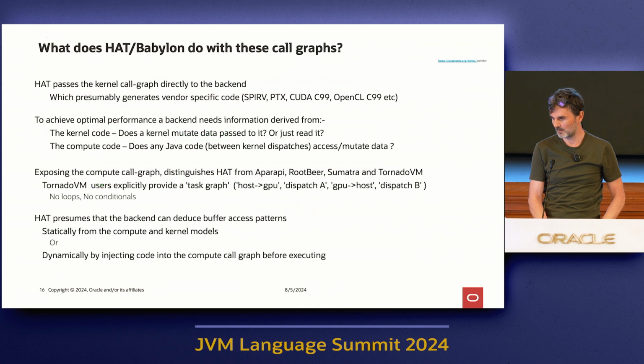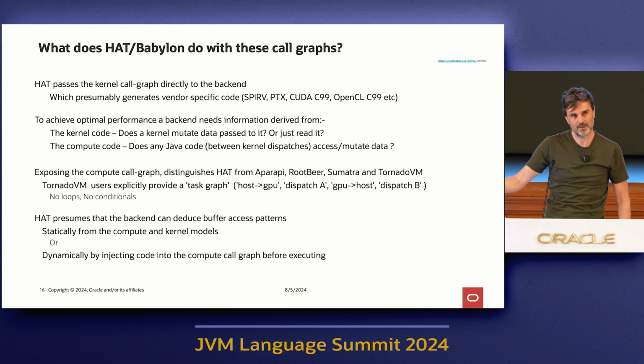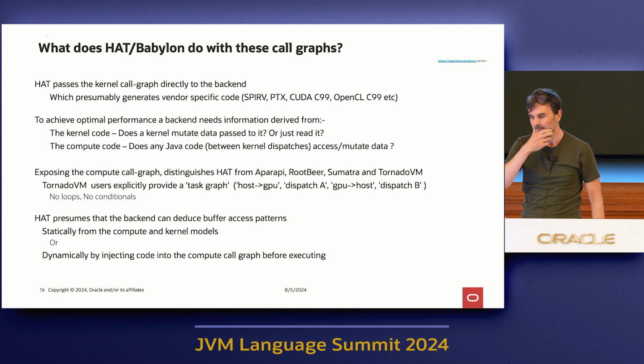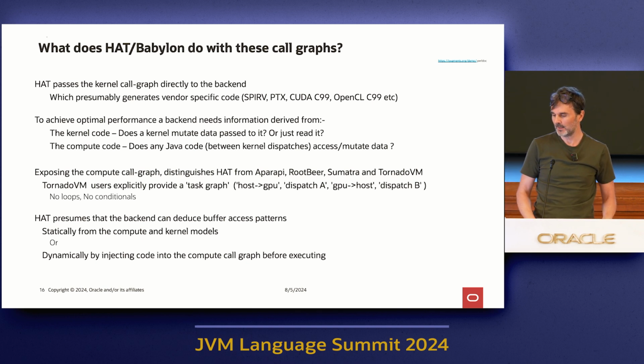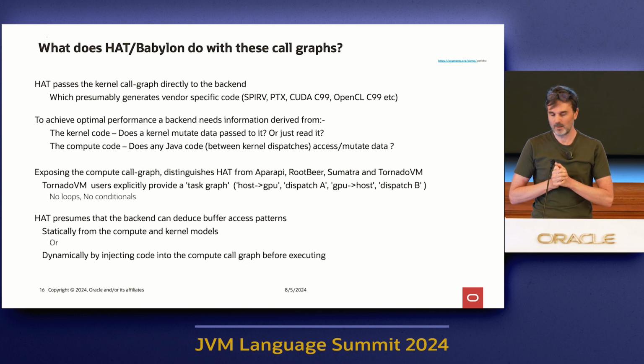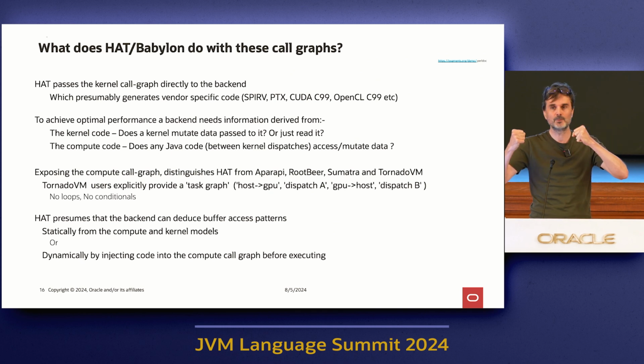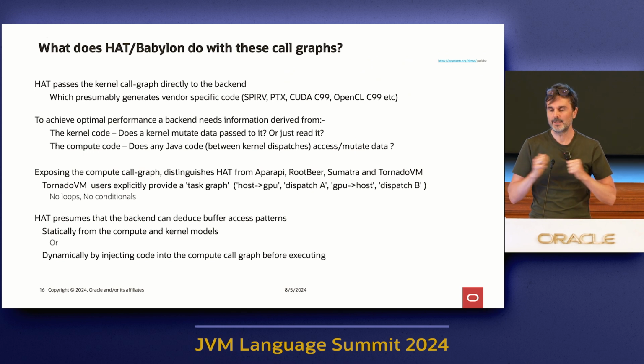So I've already said some of this. Presumably, once you've got a kernel, you've got to do something with it. So if you've got an OpenCL backend, you're going to generate either SPIR-V or OpenCL C99. And it's going to want to know what this backend does. Does it mutate data and so forth? Does any of the code in the compute access and mutate data as well? So we know, does the host mutate? Does the kernel mutate? If we know these things, we can optimize data movement.